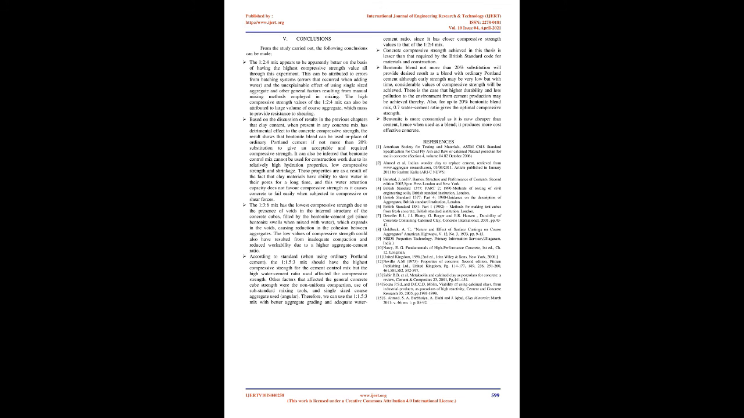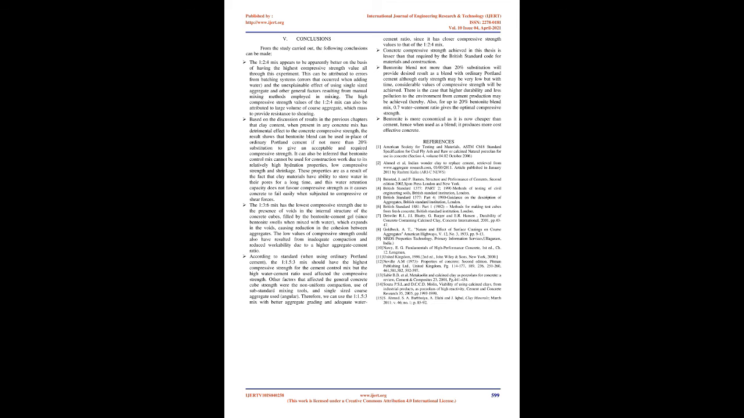The low values of compressive strength could also have resulted from inadequate compaction and reduced workability due to a higher aggregate cement ratio. According to standard, when using ordinary Portland cement, the 1:1.5:3 mix should have the highest compressive strength for the cement control mix, but the high water cement ratio used affected the compressive strength. Other factors that affected the general concrete cube strength were the non-uniform compaction, use of substandard mixing tools, and single-sized, angular coarse aggregate used. Therefore, we can use the 1:1.5:3 mix with better aggregate grading and adequate water cement ratio, since it has closer compressive strength values to that of the 1:2:4 mix.